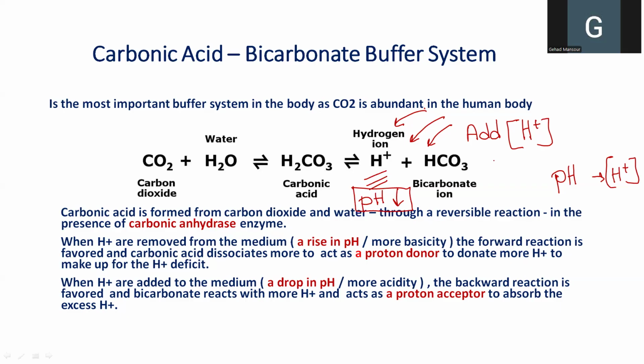So if you eat a lot of foodstuff that is converted into acids and hydrogen ions are added to your blood, then this will favor the backward reaction in which protons and bicarbonates will react with each other to give you carbonic acid. You would tell me, so what's the difference? I had a lot of hydrogen ions in my blood, and these hydrogen ions combined with bicarbonate to give me another acid. So I didn't solve the issue.